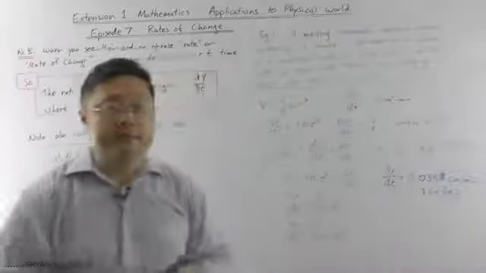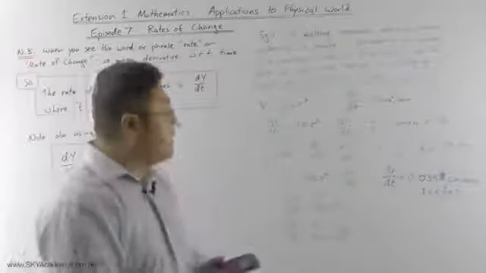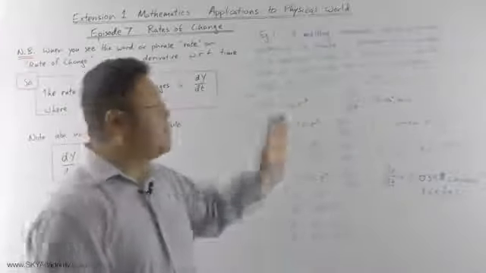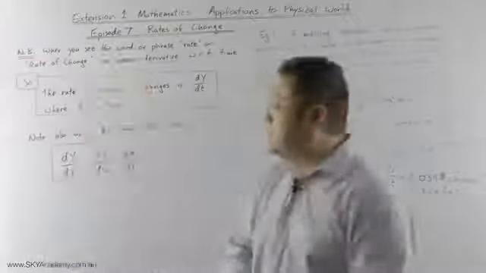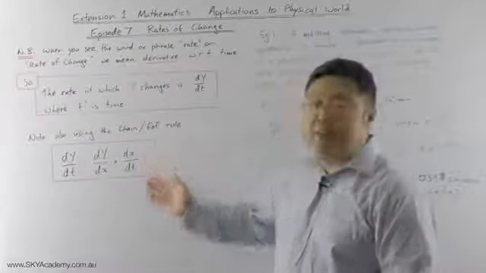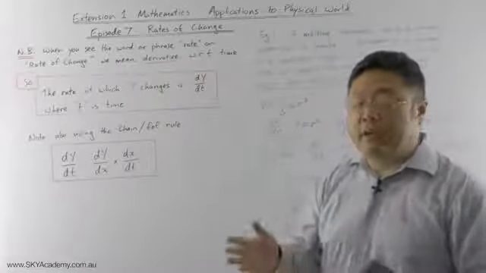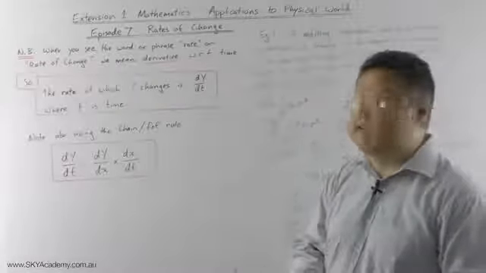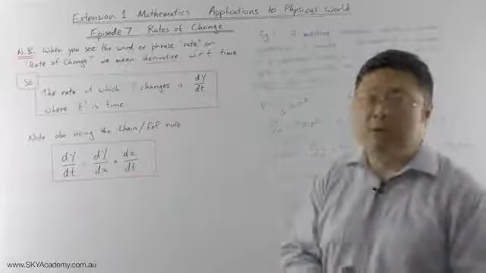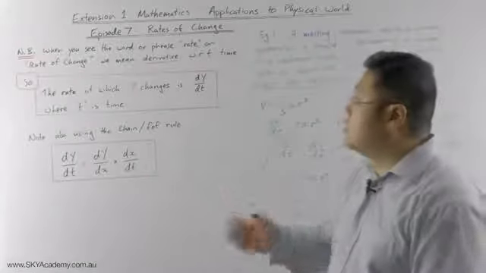All right, does that make sense? Have a look at that particular question, go through it, see if you can understand the principles of how we apply the chain rule to rate of change type questions. And if you can understand that, you'll pretty much understand how to do the bulk of the extension 1 rate of change questions.